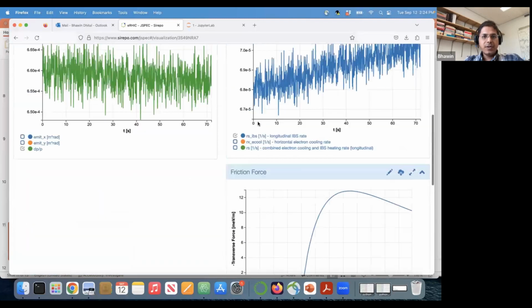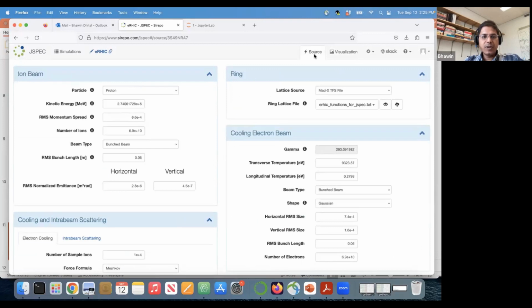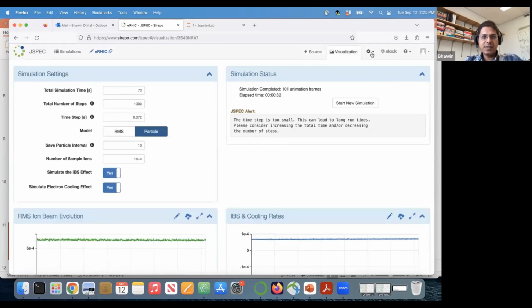Sorry. So there are two sections. One is the source, just to put input for cooling interaction, and you can also see visualization. The next approach is, if you click here, you can export a zip file that downloads everything, the input you have given, or you can also click here in the Python source that gives you the input Python file.